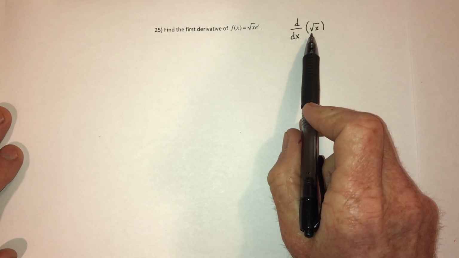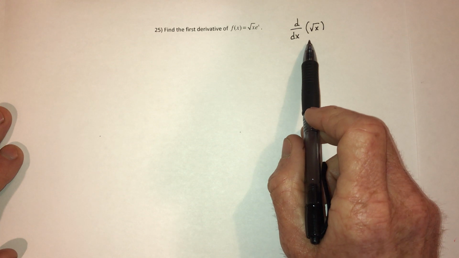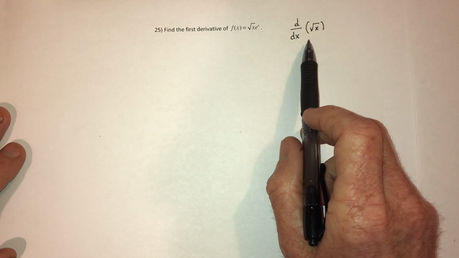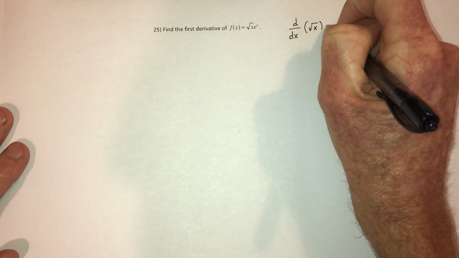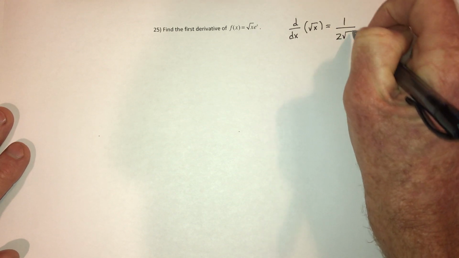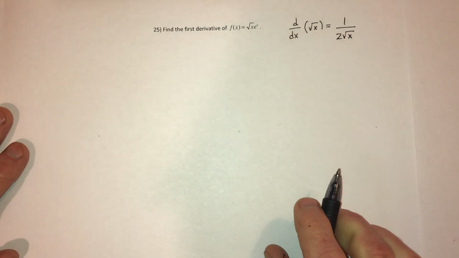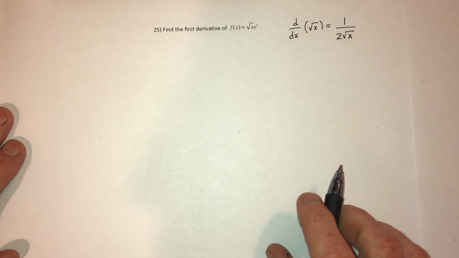Now you could rewrite this as x to the 1/2 and then do the power rule. It's going to leave an exponent of x to the negative 1/2 and then rewrite that so that it doesn't have a negative exponent. Or you could save yourself some work by just remembering the derivative of the square root function is 1 over 2 times the square root.